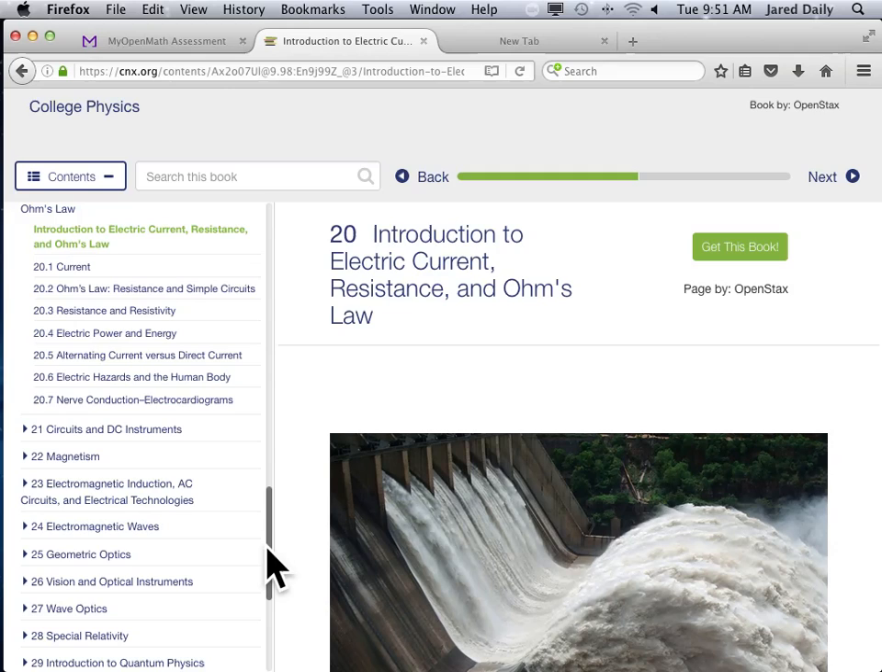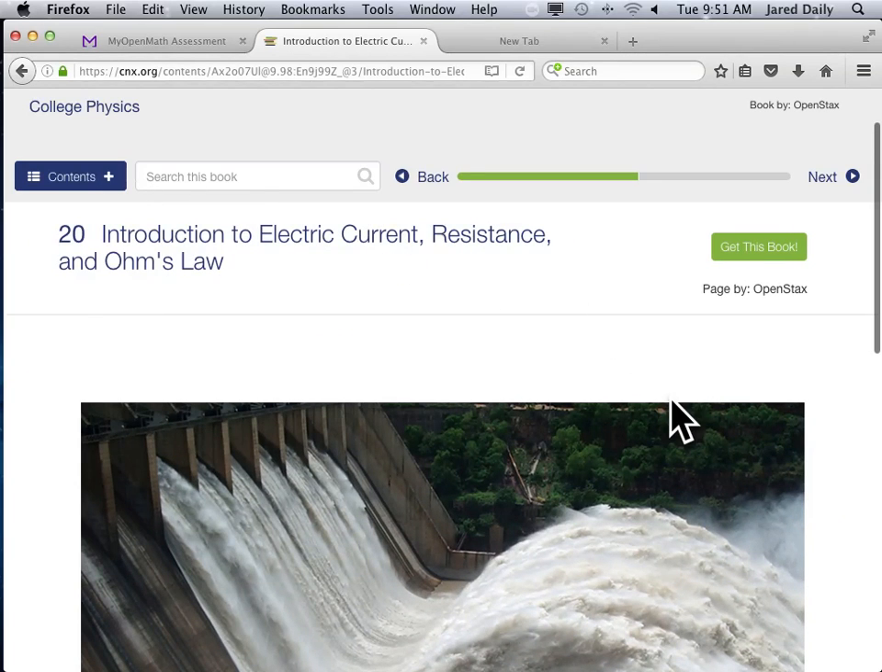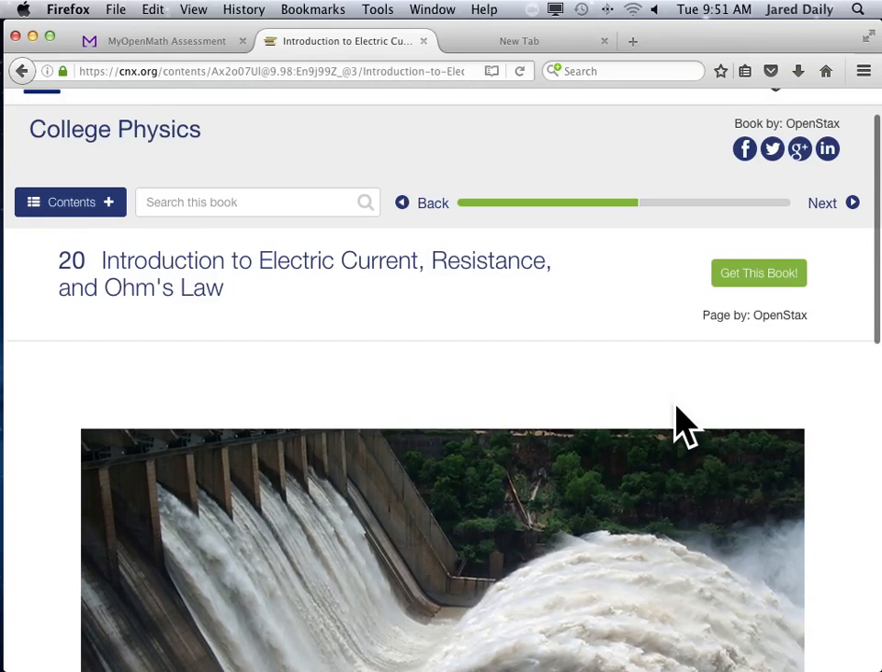The downside to this is that there is still a fair amount of mathematics involved, particularly when we get into some of this later stuff with circuits. And so let's get started. Let's see what we can learn here. So we're going to talk about current, resistance, and Ohm's law.